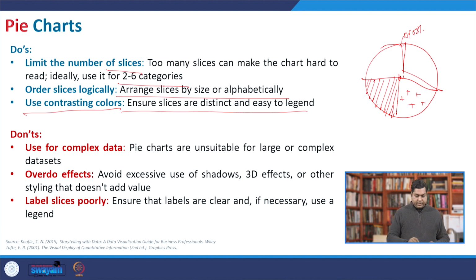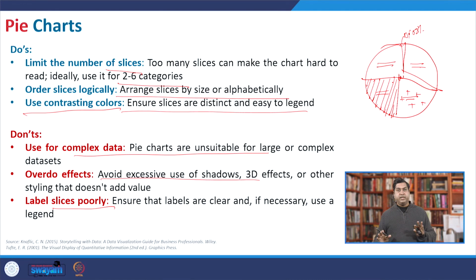Now, the don'ts. Do not use it for complex data; in that case go for alternative options. Do not overdo the effects; avoid excessive use of shadow and the 3D pie chart for scientific writing. And label all the slices properly. In many cases you can write the information within the slice if the size of the pie is good enough and the text is legible, or else you have to use a legend. In legends you can write down the meaning of the colors and which group each belongs to.